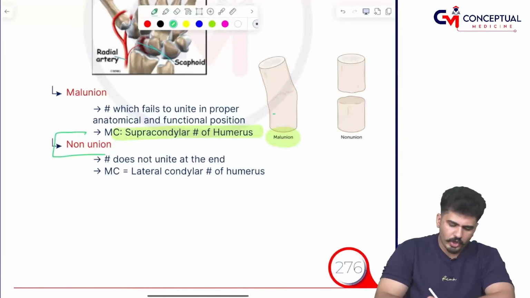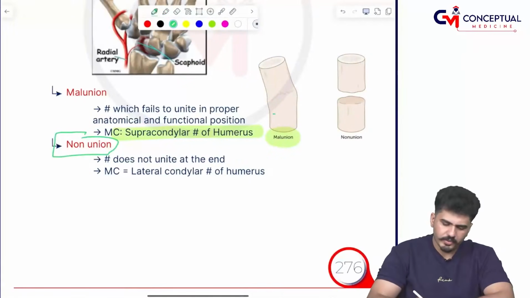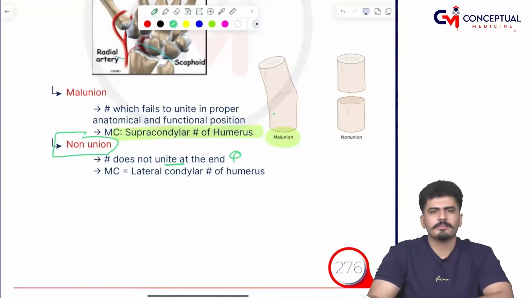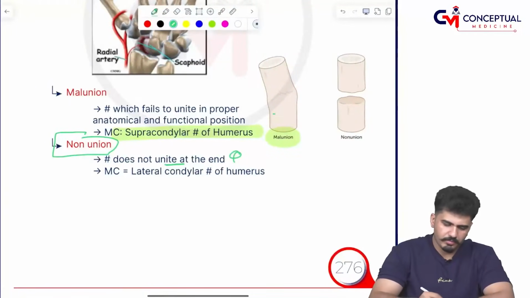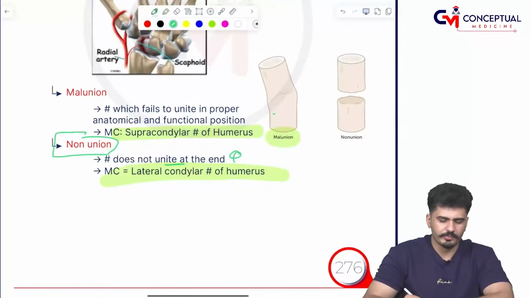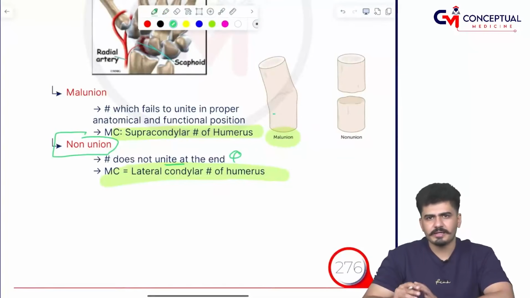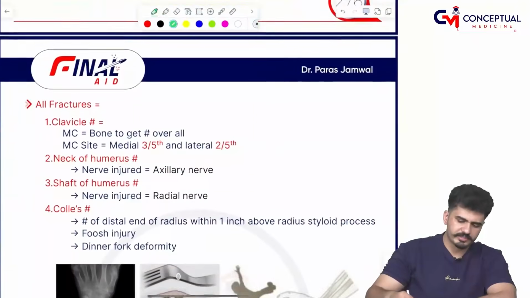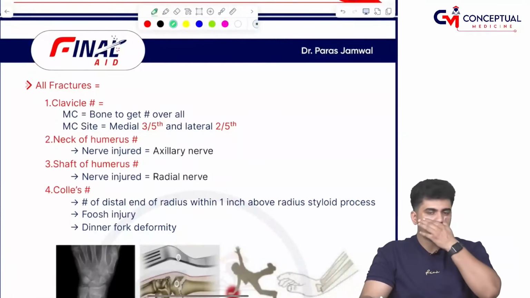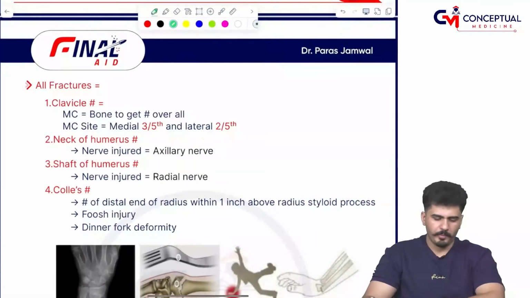Now next is non-union. Fractures do not unite at all, they have a gap, and most commonly this is associated with the lateral condylar fracture of the humerus. So these are some early and delayed complications we have just finished, sir. Now let's talk about all the important types of fractures.